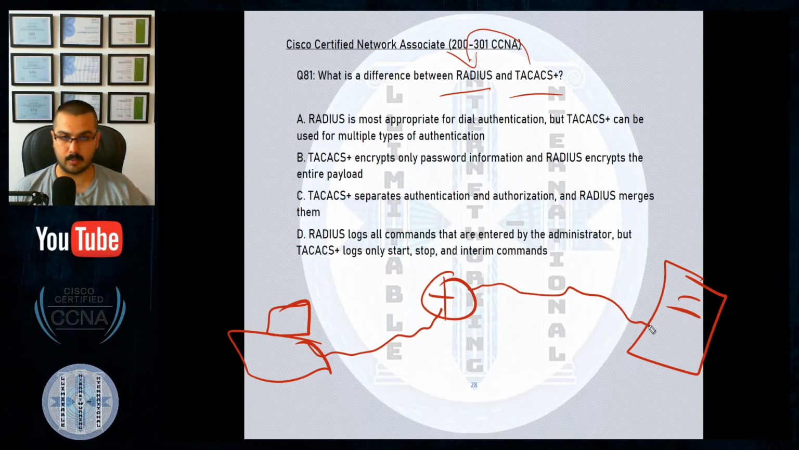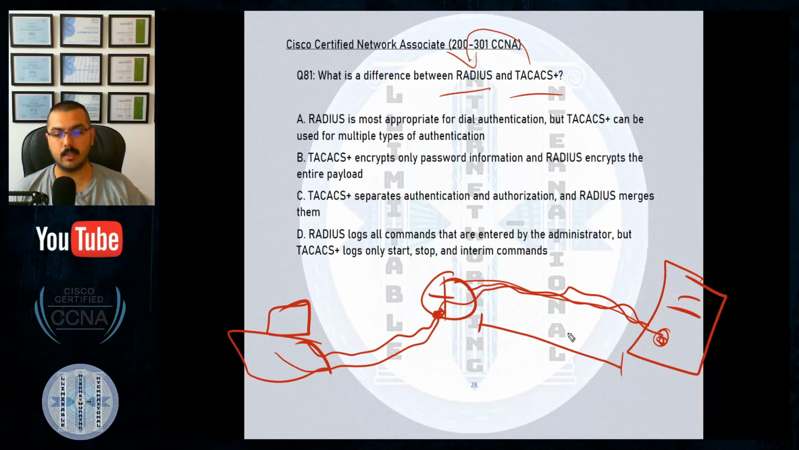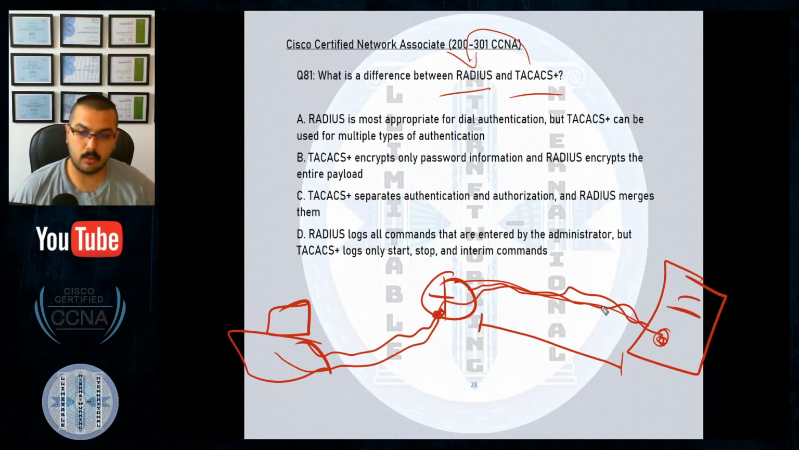This router is connected to a AAA server. When you enter your credentials here, the router will send your credentials to this server, asking whether those credentials are authenticated and what the authorization is, and it will reply. If it was RADIUS, then in this path the information will be in clear text and unencrypted. If it was TACACS, then it will be encrypted. Okay, so this is much more preferred. TACACS will be much more preferred than RADIUS.